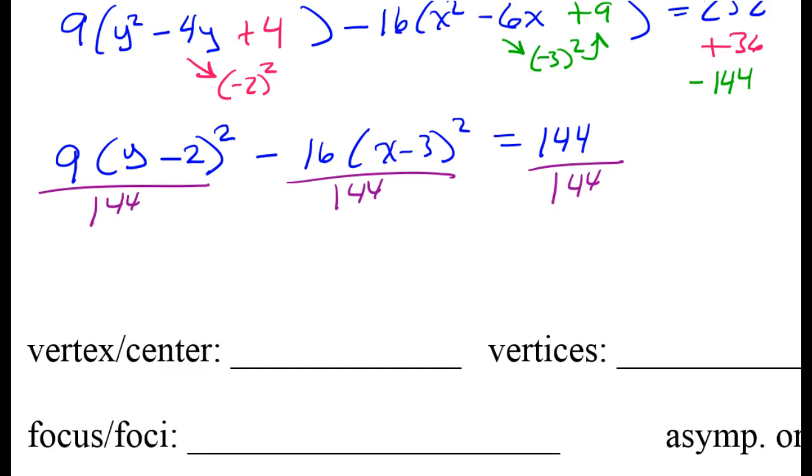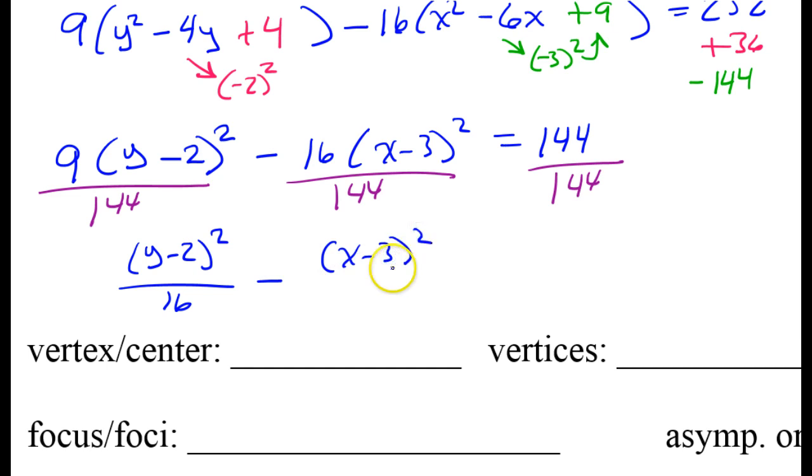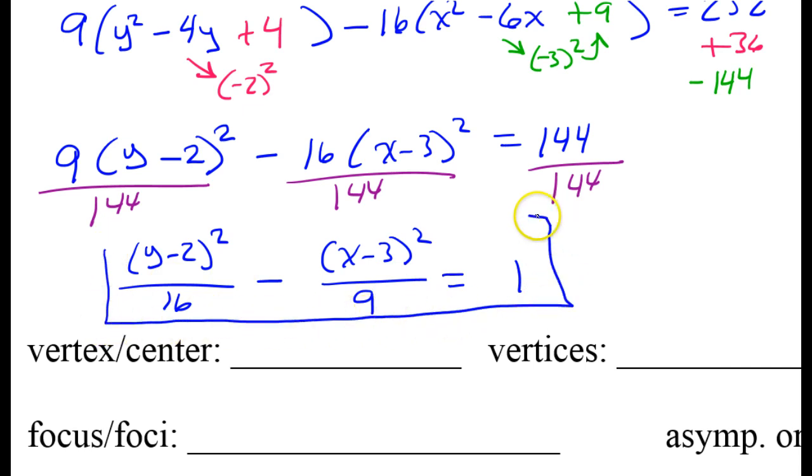Okay, so I just need to simplify this down. How many times does 9 go into 144? 16 times. So this reduces down to y minus 2 squared over 16. And so 16 goes into 144 9 times then. So this will reduce down to x minus 3 squared over 9 equals 1. So this is the standard form equation of the hyperbola.